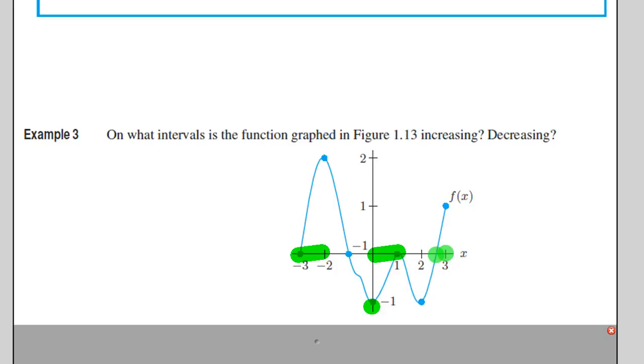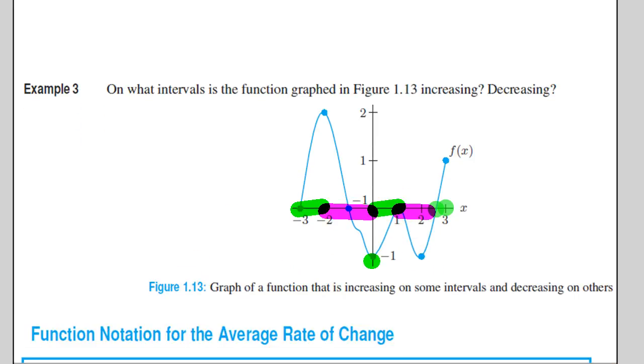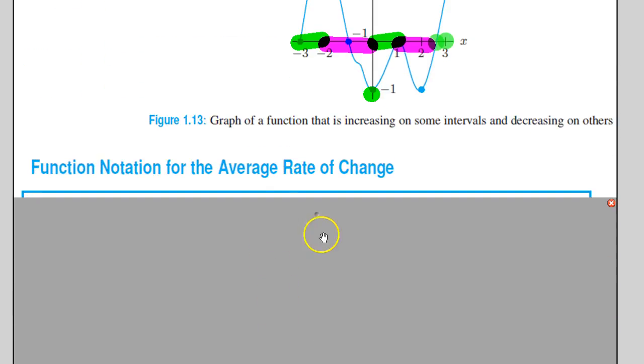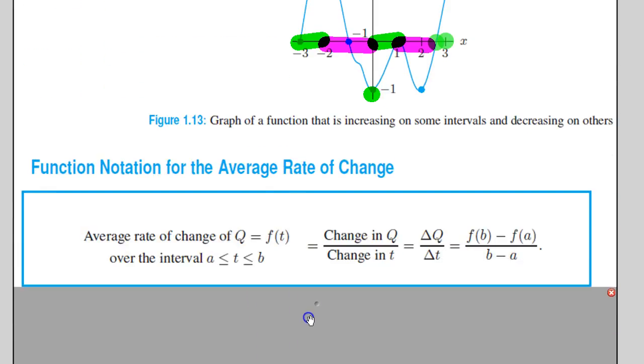For decreasing, the function values are decreasing from -2 to 0 because the function is falling from f of -2 to f of 0, and the function is decreasing from 1 to around 2.5 because the function values are falling from f of 1 to f of 2.5. Okay? Simple enough. So what's the function notation for the average rate of change?